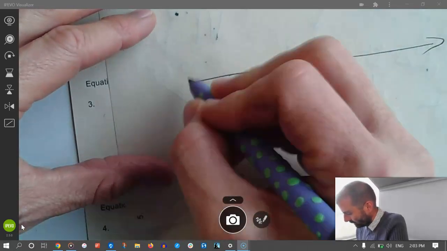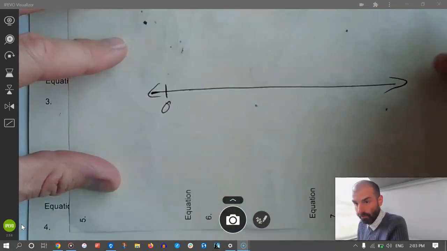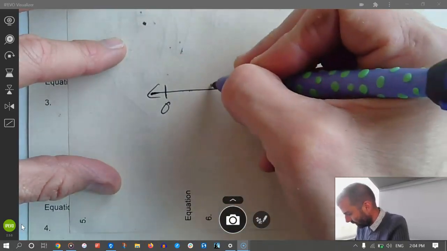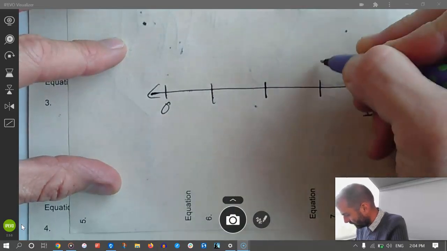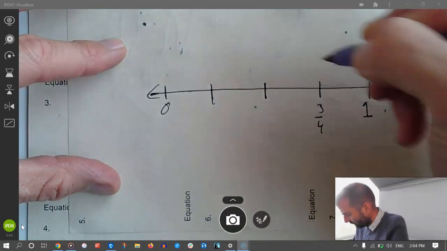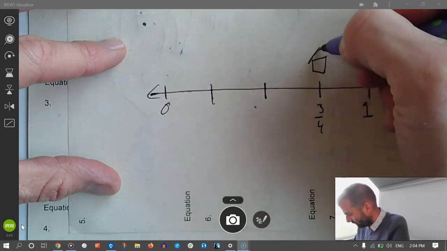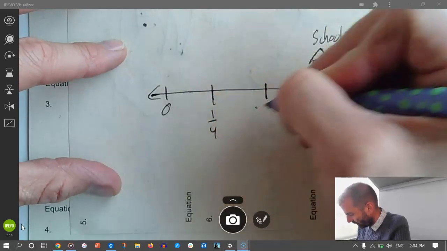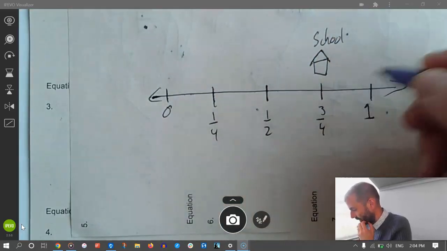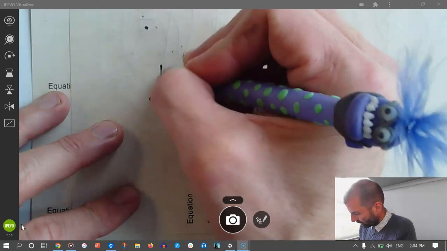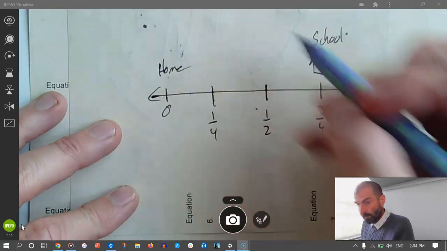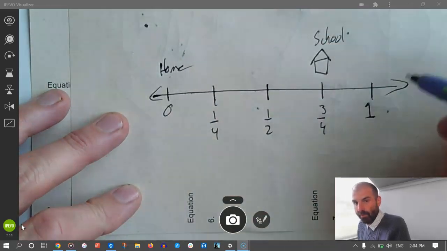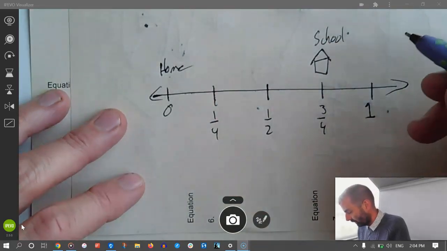So if I have 0 miles here and 1 mile here, and I cut this into fourths, here is the school. Right, this is the school. And this is 1/4 of a mile, this is 1/2 of a mile, 3/4 of a mile. Here's her home. And then she ran 2/3. Well, how can we picture that? We have to split everything into thirds so that we can think about 2/3.